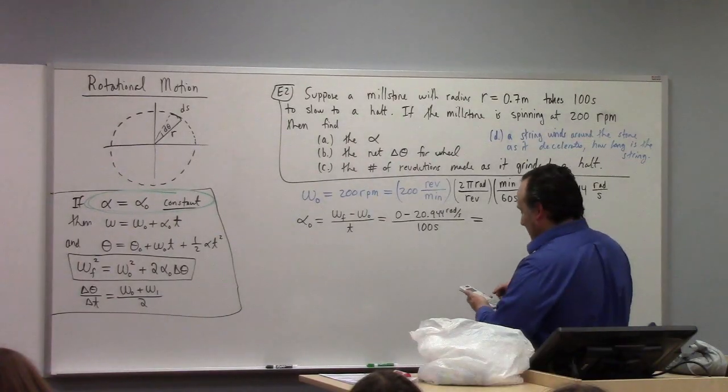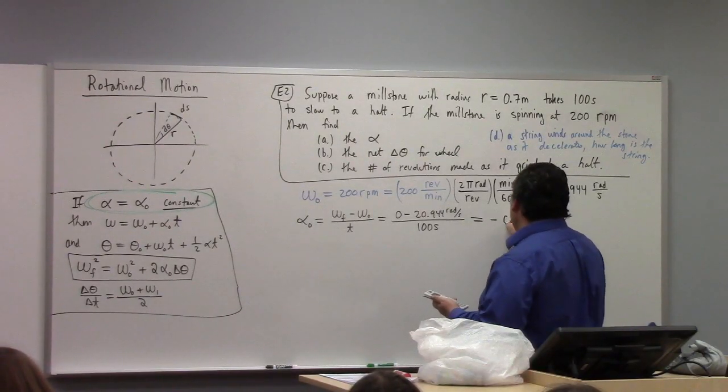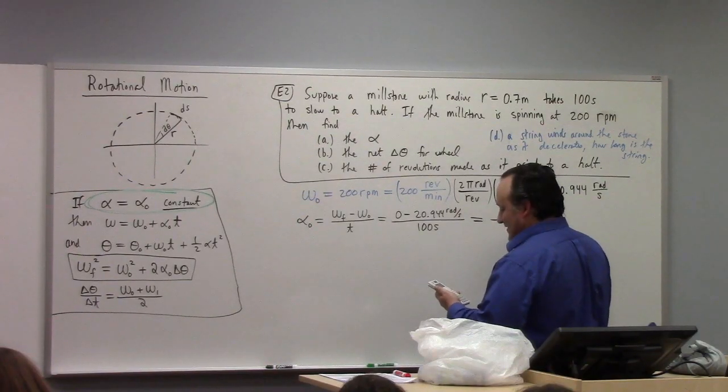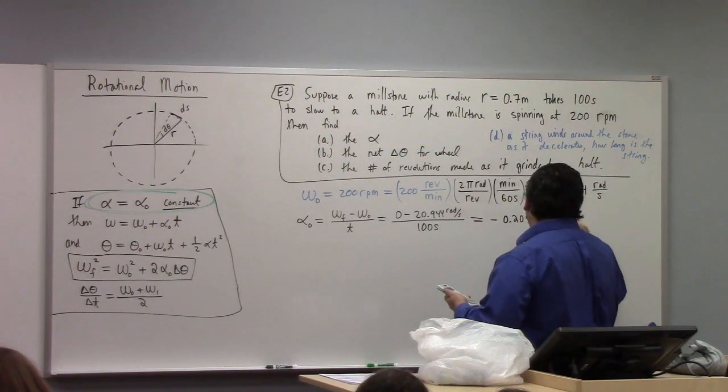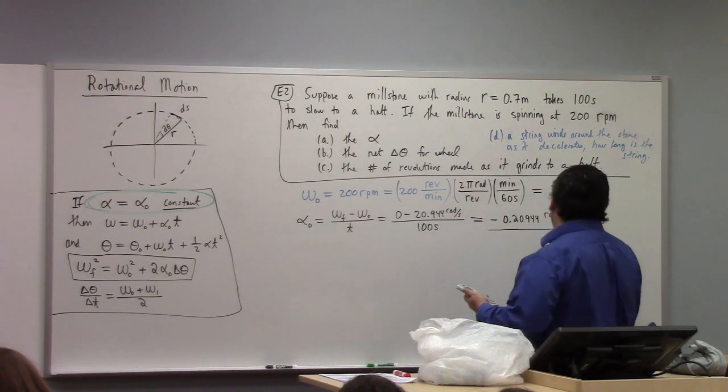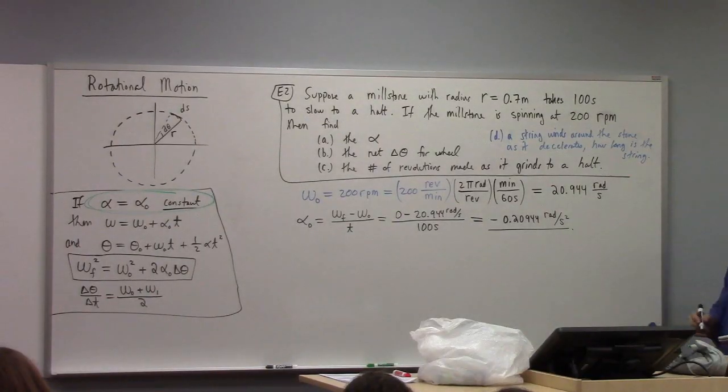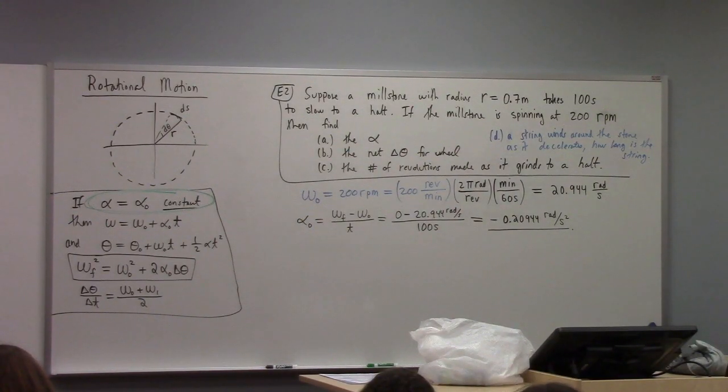It's kind of sad that I got a calculator to do this. That's not a good sign. We really should not need a calculator for this calculation, right? 0.20944 radians per second squared. Don't tell the other math professors. I'm just Mr. Cookin here. So anyway, there's my angular acceleration. There's the answer to part A.